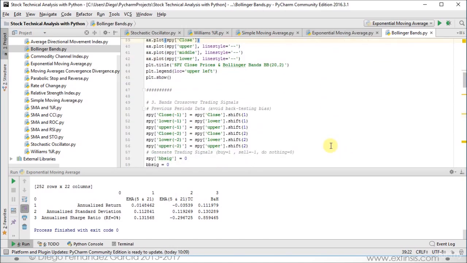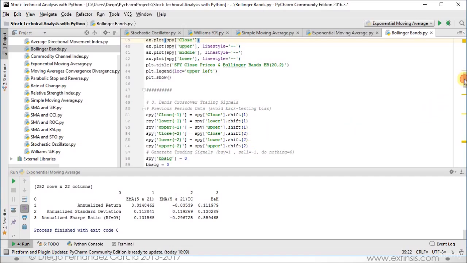Excellent. So now let's calculate our bands crossover type of trading signals. First step, previous period's data to avoid backtesting bias, meaning we are going to implement our trading signals one day after that we observe them. Therefore, we are going to calculate our previous period's close price, lower and upper bands. Also, second previous period's close, lower and upper bands. For this, we go into our SPY data frame, locate the corresponding column, such as close here, and we shift 1 position for 1 day and 2 positions for that second day.